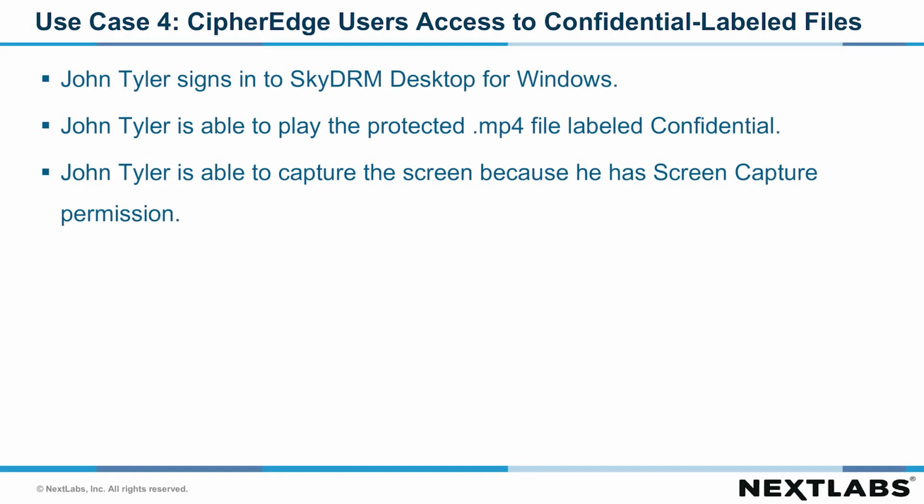In this use case, we will demonstrate how SkyDRM Desktop for Windows allows authorized users to access protected content and perform permitted actions. The demo will show that John Tyler can play a protected .mp4 file labeled confidential, see a visible watermark, and is able to capture the screen because he has screen capture permission. Now, let's move on to the demo.